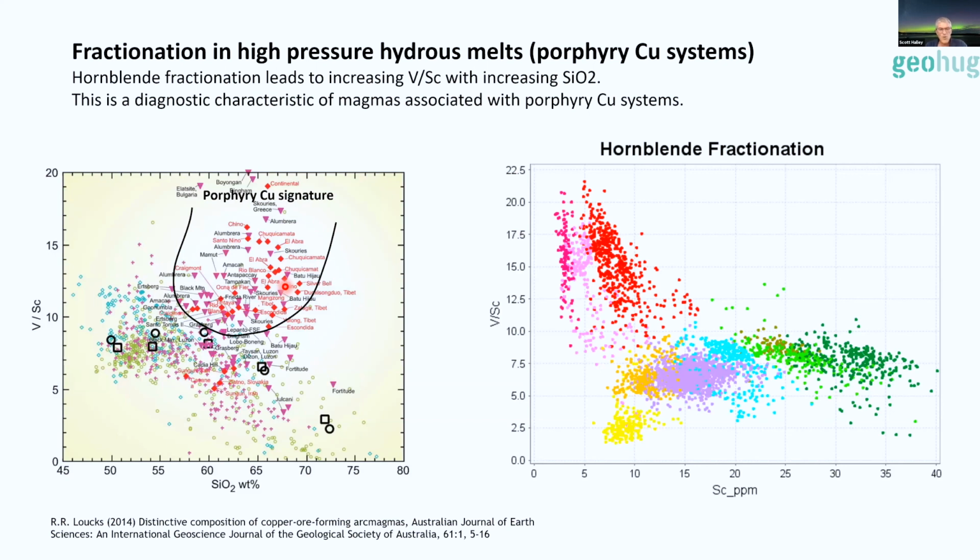Bob did all of his work on unaltered rocks. So here's a data set from one of the biggest porphyry copper systems in Chile. And these were done with 4-acid digest ICP-MS. So we don't have silica. Instead of plotting silica on the x-axis, I've plotted scandium.